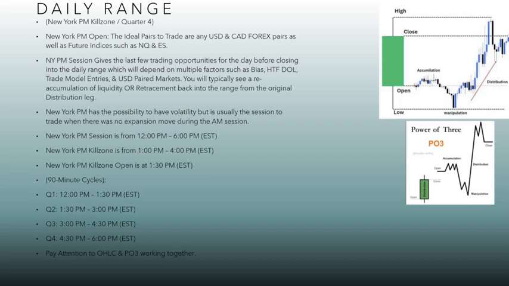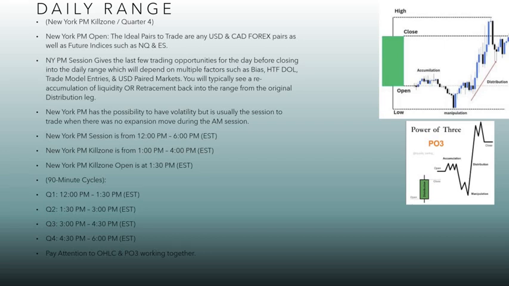Okay? New York PM session gives the last 2 trading opportunities for the day before closing into the daily range, which will depend on multiple factors such as bias, higher time frame drawn liquidity, trade model entries, and US dollar paired markets. You will typically see a reaccumulation of liquidity or a retracement back into the range from the original distribution leg. New York PM has the possibility to have volatility, but is usually the session to trade when there was no expansion move during the AM session.